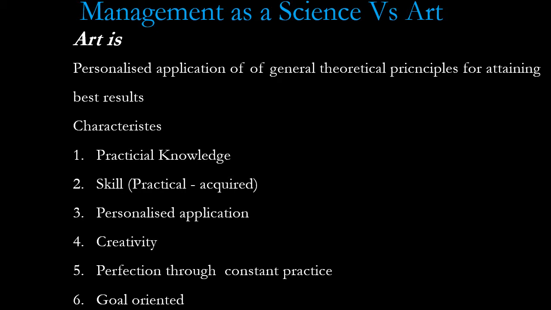The next portion here is whether it is an art. So, what is an art? Art is something where there is practical knowledge that's applied and personalized and basically practiced over a longer period of time to perfect whatever they have been doing, and they try towards attaining a particular level of perfection that they feel. It is more subjective and not as well defined as science.